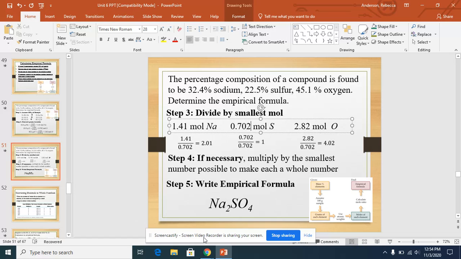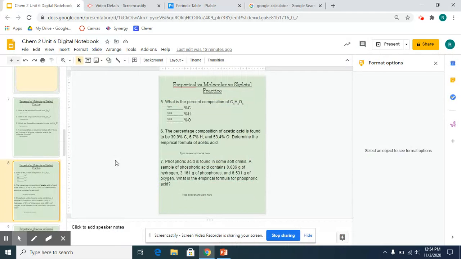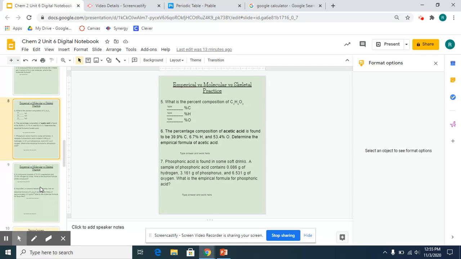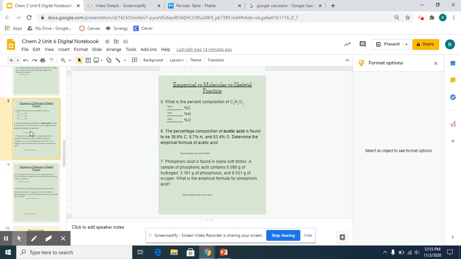Okay, for this, in your digital notebook, you have one question right here, question 6, where you have the percentage. Question 7, I went ahead and changed it to grams for you, so you don't have to do that for this. You follow the same steps for both question 6 and 7.